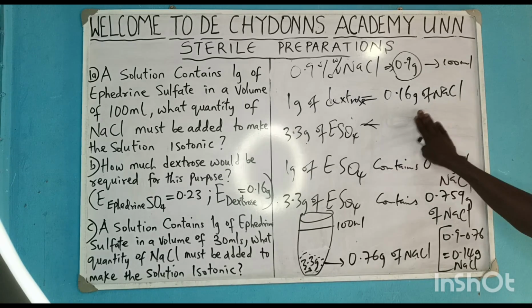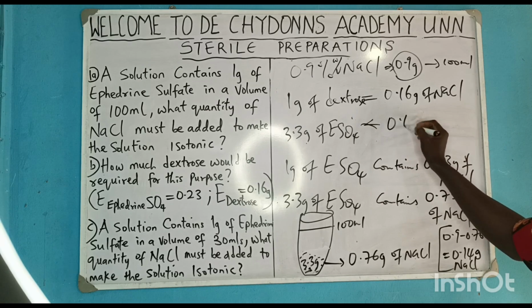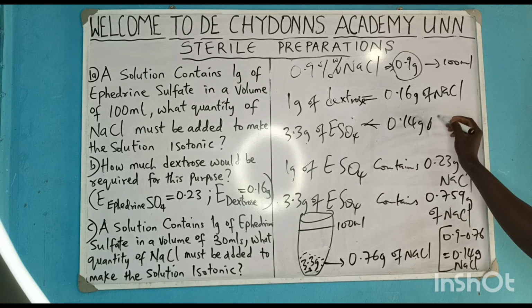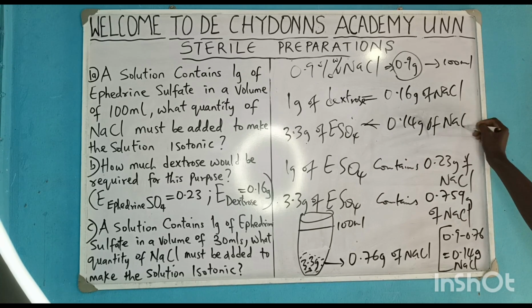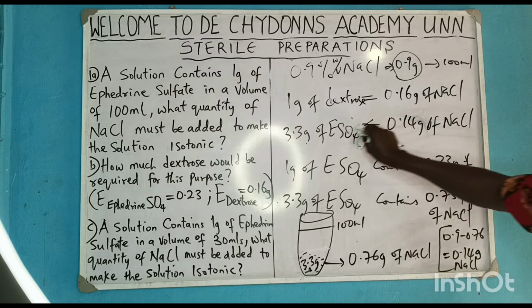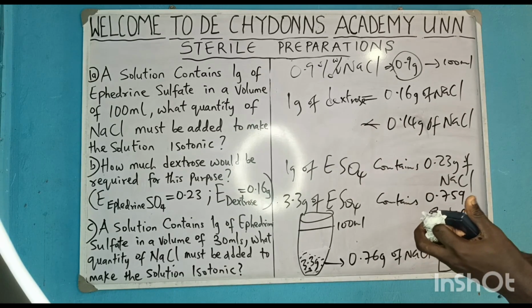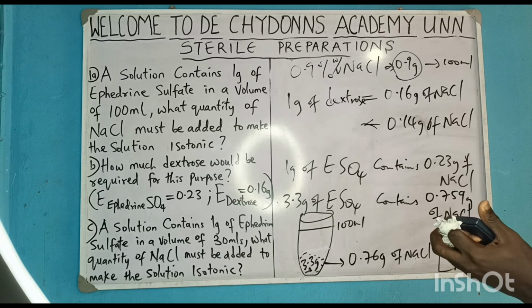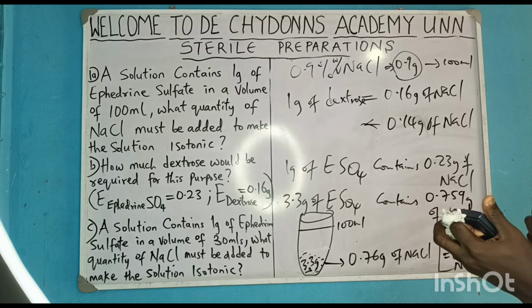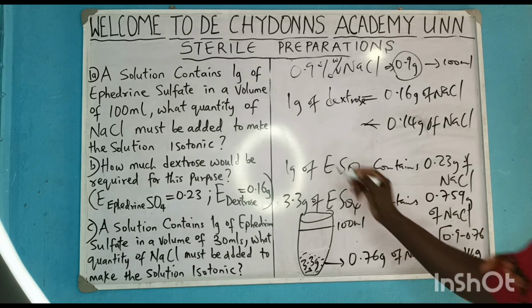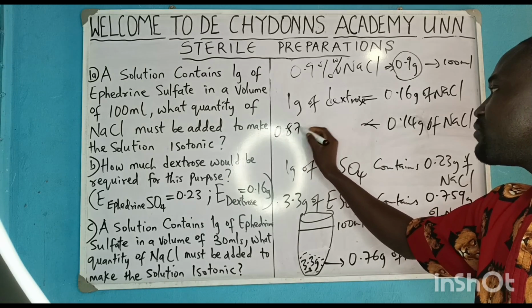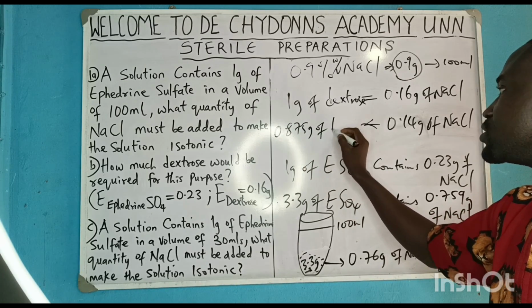Then 0.14 gram of sodium chloride which you need but you do not have in your pharmacy, all you do is you cross multiply to get your answer. 0.14 divided by 0.16, and that will be giving you 0.875. 0.875 gram of what? Dextrose.